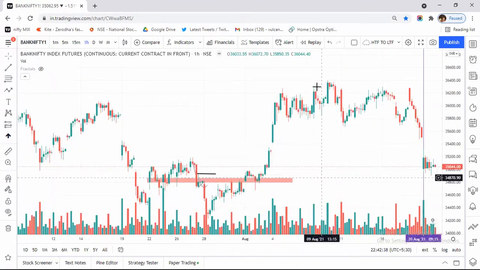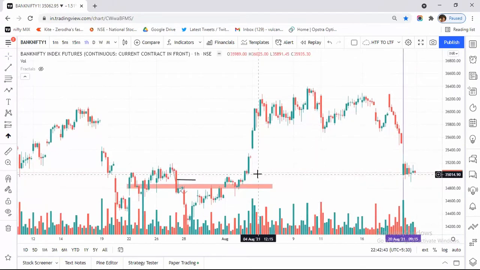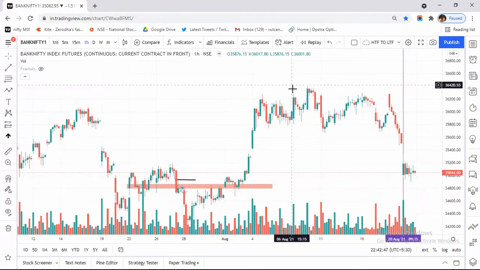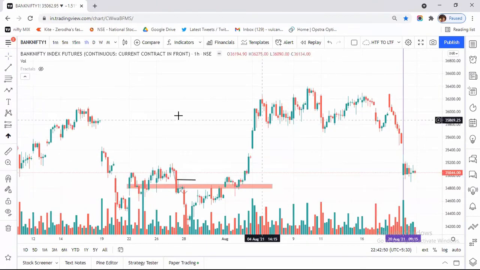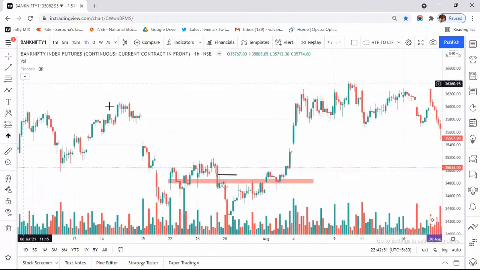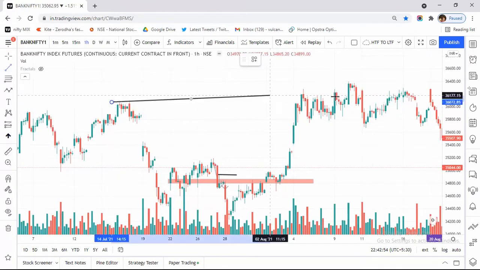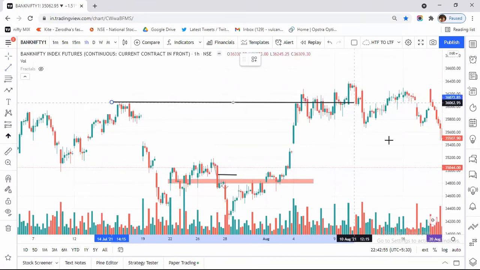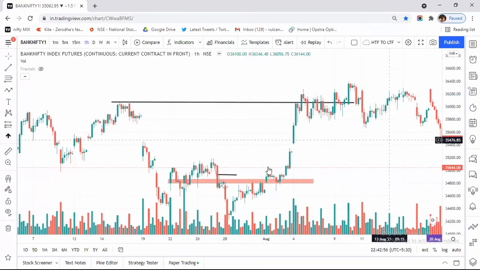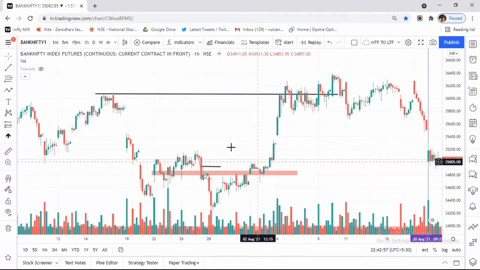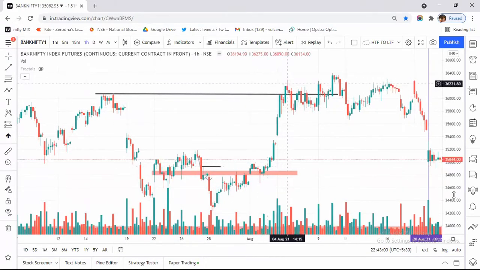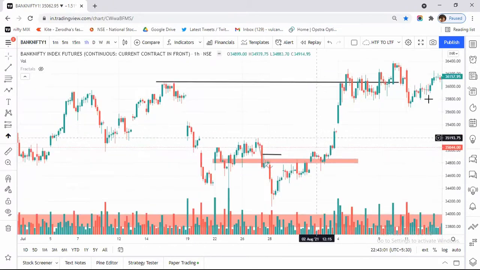34 at 36, almost. How much is this? 34 at... What I teach you, that always book your profit above old high. So if you enter here, you will book your profit here. So I am asking some questions from the traders here also.